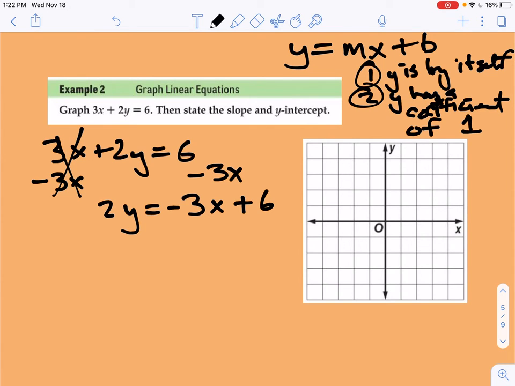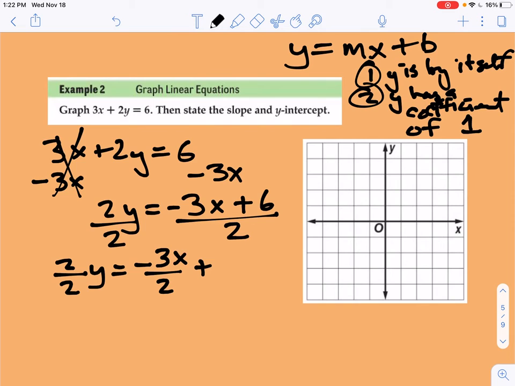The y term is by itself, but it has a coefficient of 2, and I want to have a coefficient of 1. So you do the opposite of whatever that coefficient is to get it to work. I'm going to divide this side by 2, and then divide this whole side here by 2. I'm going to rewrite this before we simplify it. So I'm going to write this as y, and then the right side as negative 3x over 2 plus 6 over 2.